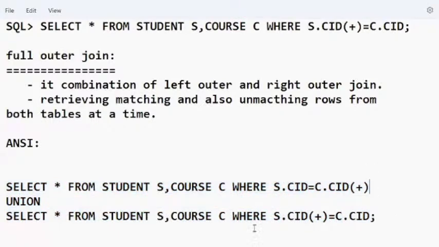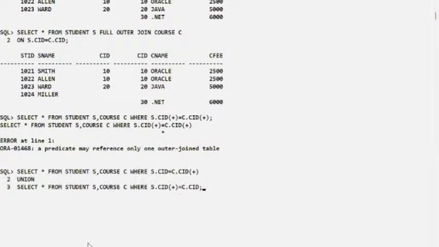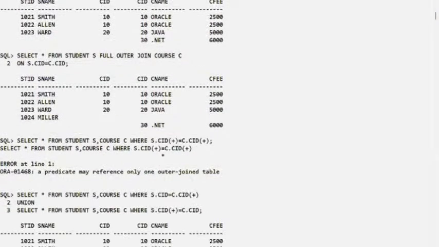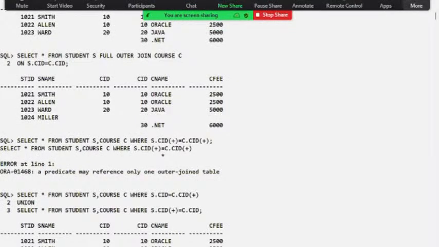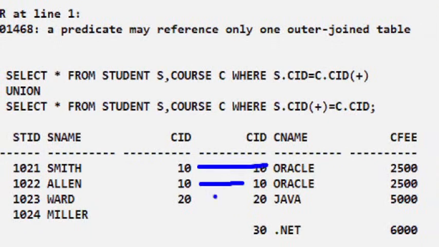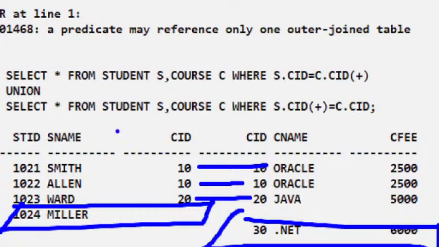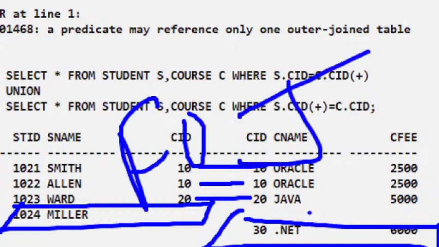Here I want to remove this. Now here the entire statement, I just put it here: the left outer and right outer combination. I just keep it and execute. Then you can see we got the same output. So see the same output: 10, 10, 10, 10, 20, 20. This is unmatching data from the left side. This is unmatching data from the right side. So I implemented full outer join. Yes, the full outer join implementation is done. Write it down below.